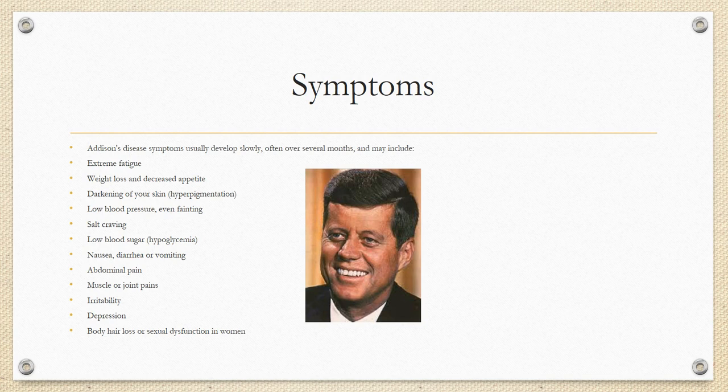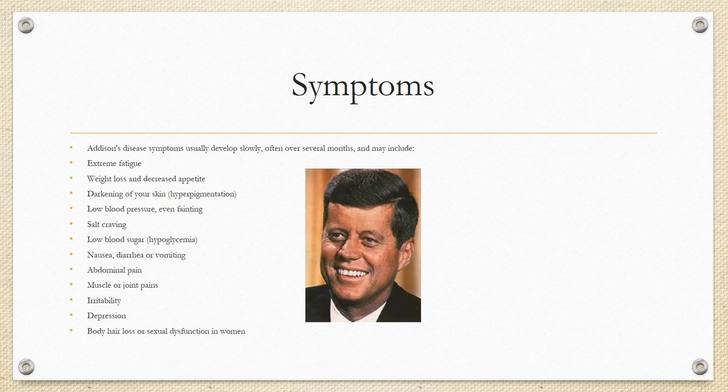So symptoms of Addison's disease usually develop slowly, often over several months. They may include extreme fatigue, weight loss and decreased appetite, darkening of your skin, and I posted a picture of JFK who had Addison's disease. It will also have symptoms of low blood pressure, possibly even fainting, salt craving, nausea, diarrhea, and vomiting, abdominal pain, muscle or joint pains, irritability, depression, body hair loss, or sexual dysfunction in women.